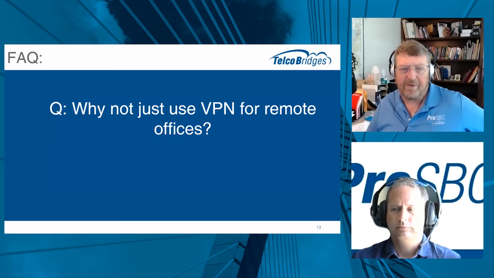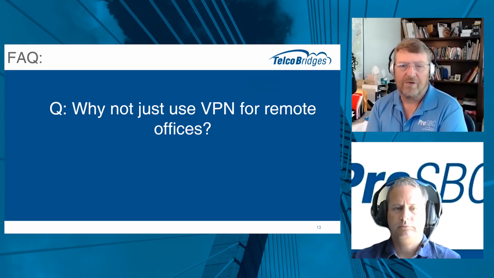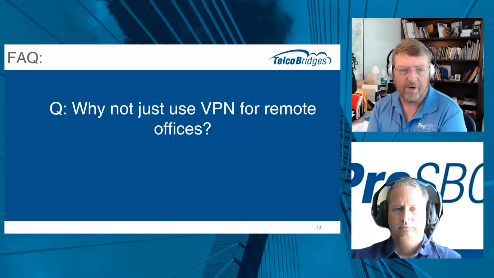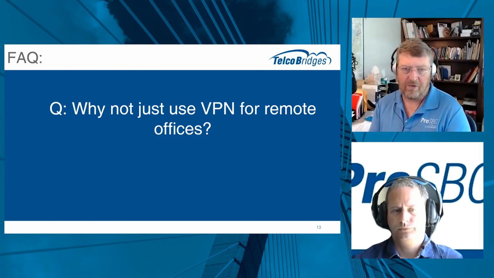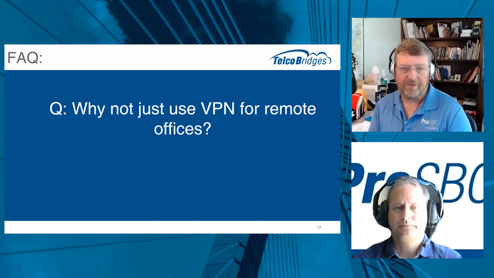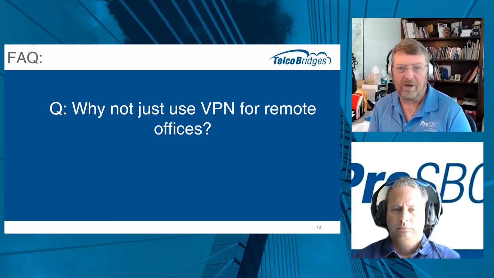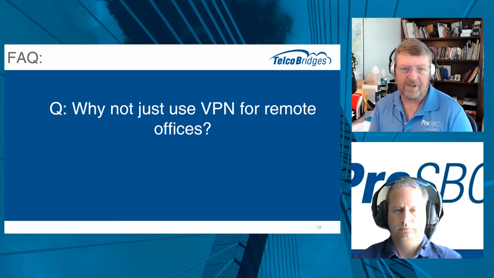So a question pops up once in a while: why not just use VPN for all your remote offices, right? There are applications where we run into IPPBX deployments, or small service providers who are looking for work at home or branch office solutions, and they've come to us and say, why can't I just use VPN from all the remote offices? What are the hurdles with this?